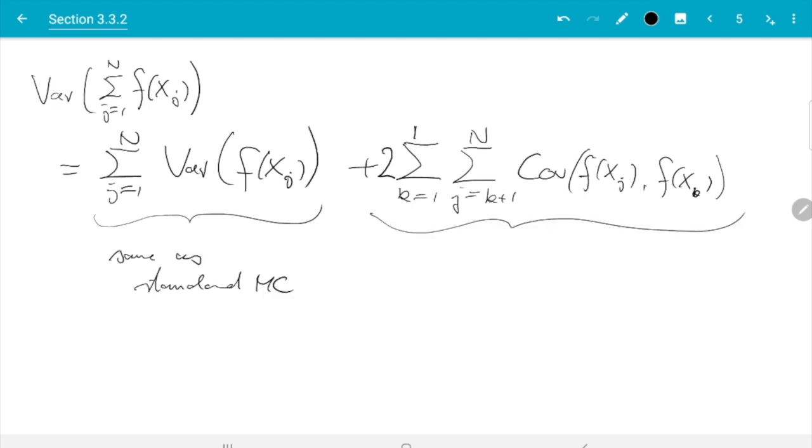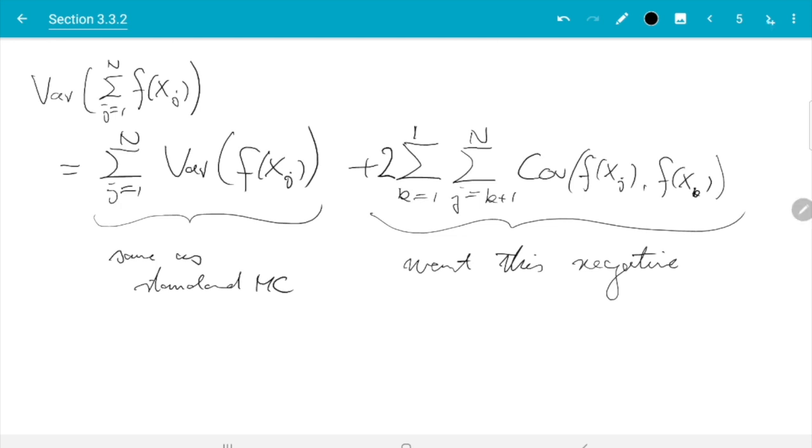Then the second term is a new term. Since this is just added to the error, we want that negative, if we can make it so. And the question is, can we make this negative? So there are lots of covariances, there are all of them. So any pair of xj and xk, we have covariance f of xj and f of xk there. So the question is, can we make them all at once negative?